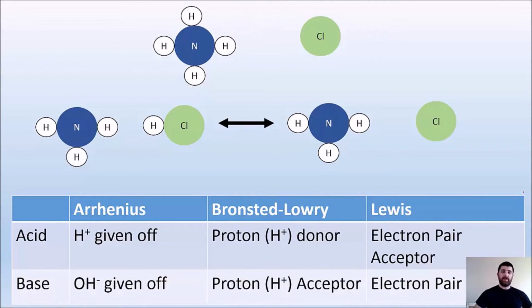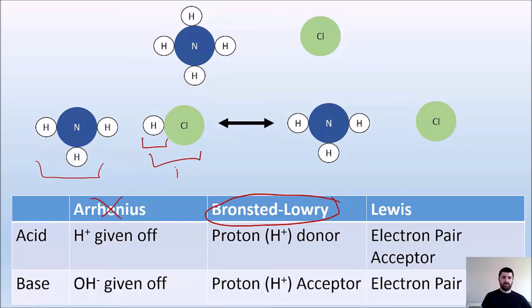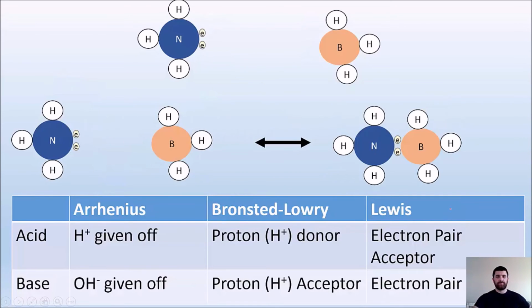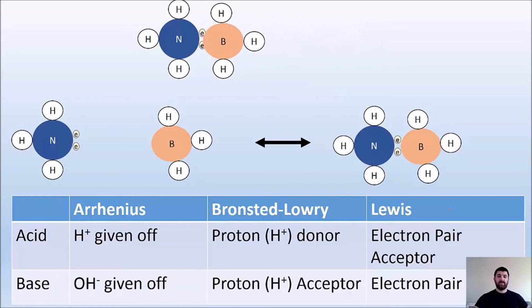All right, here we had HCl giving off an H plus, right? So it's giving off a proton, and we have NH3 accepting it. So we don't have OH minus, so it can't be an Arrhenius one. It's going to be the Bronsted-Lowry definition, right? We have an H plus donor, which was this thing, and an H plus acceptor, so it's Bronsted-Lowry, which also means it's a Lewis acid-base reaction.